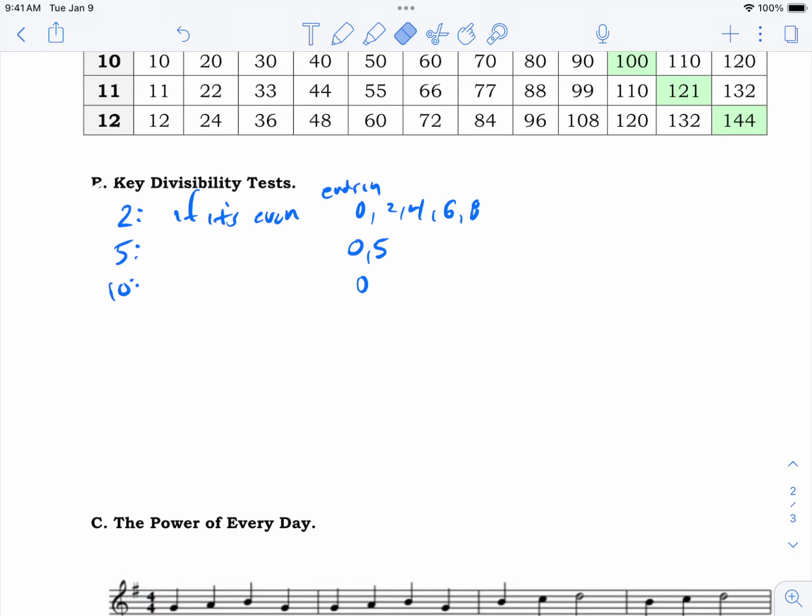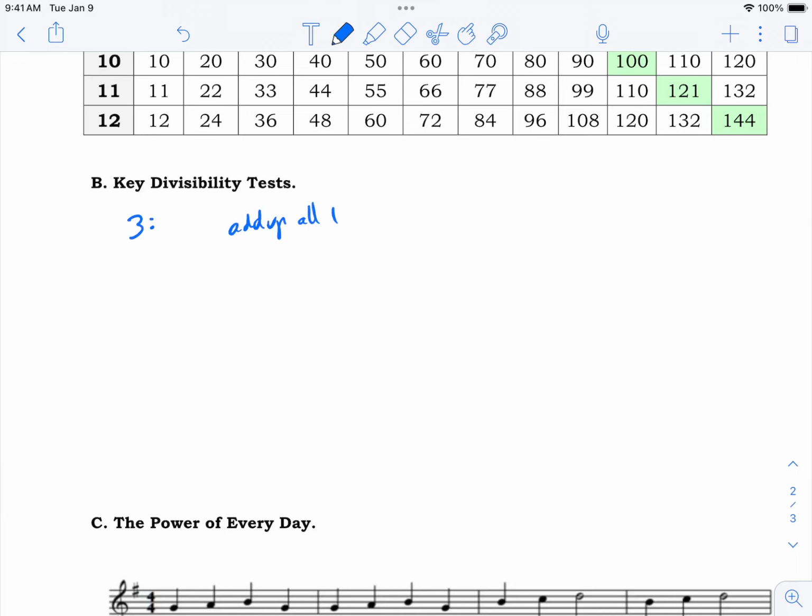Most people know those. There's some others that not a lot of people know, but man, I use them a lot, and you may too. Like 3. There's a divisibility test for 3. And how does it work? It goes like this. Add up all the digits. Can that number be divided by 3?